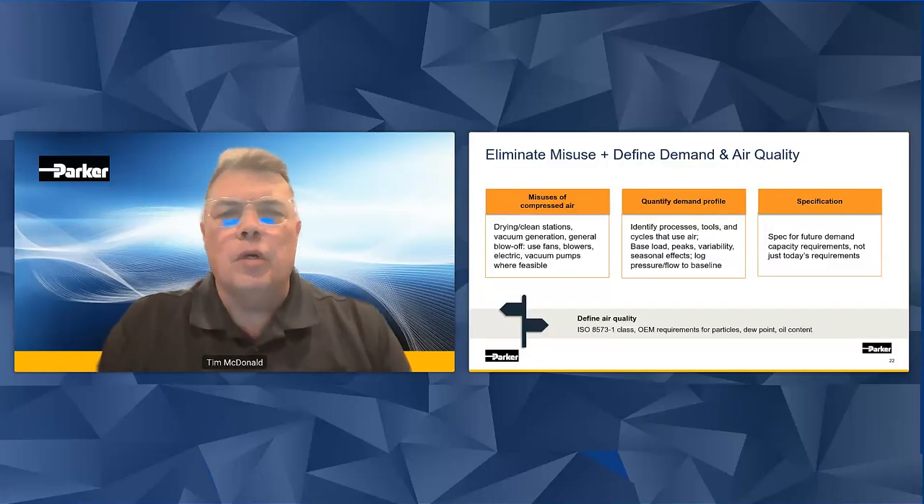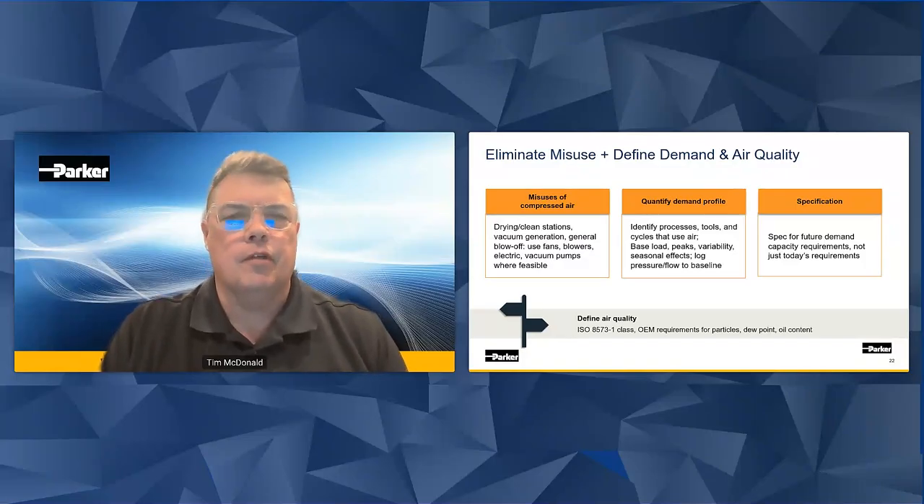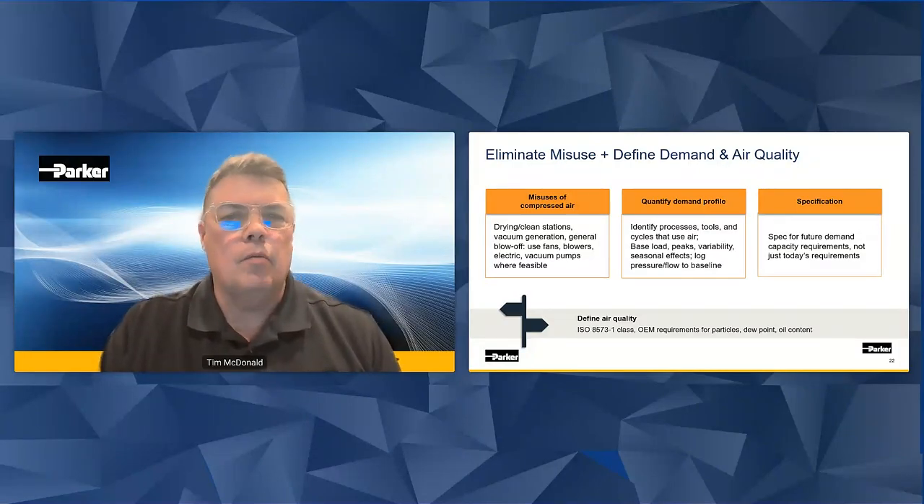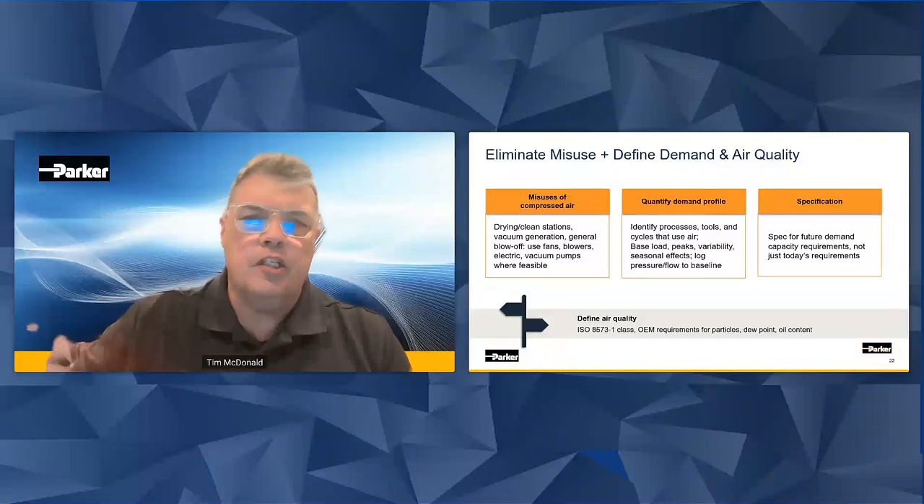Some of the main things you want to identify right away is your demand profile. When you're looking to put the right size piping and the right type of system into your facility, you need to know what the total demand is, air consumption for your facility. You identify those processes, tools, and cycles that use air. You need to find a baseline, what's our base load, what's our peak requirements. Is there variation between shifts or seasonal work? And it's important to have that.